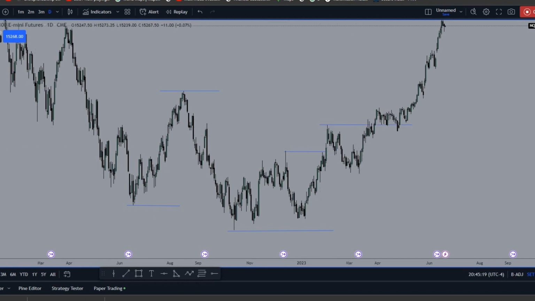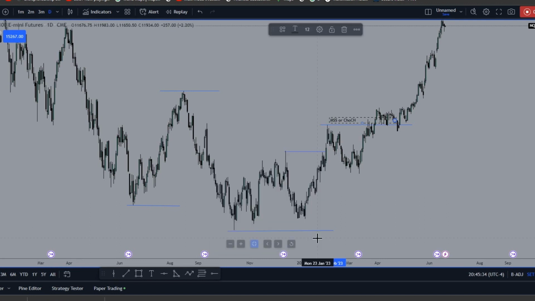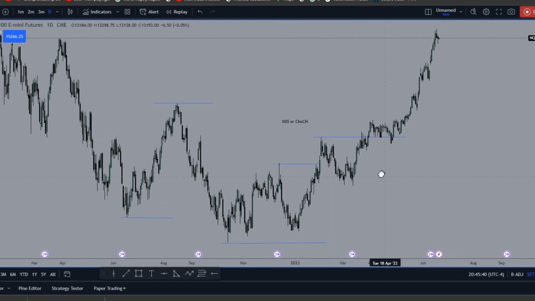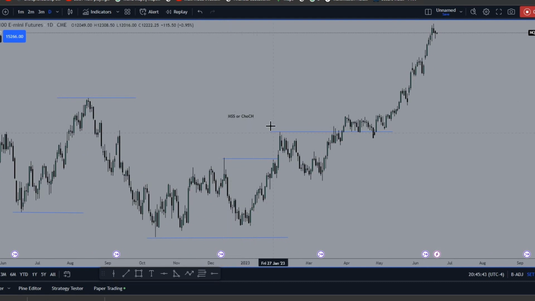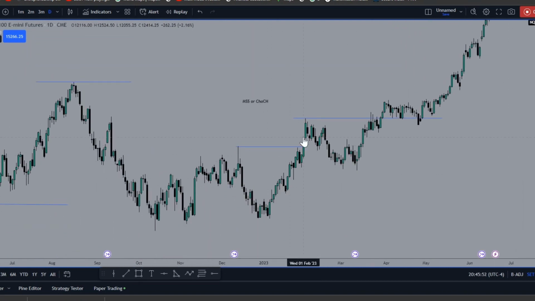So you call this change of character or market structure shift. So MSS or change of character. All right. So market structure shift or change of character. After we broke this, we're gonna move this so we don't get confused. After we broke this high, now we became bullish as long as we did not break this range, right? So we're gonna keep going up from there.